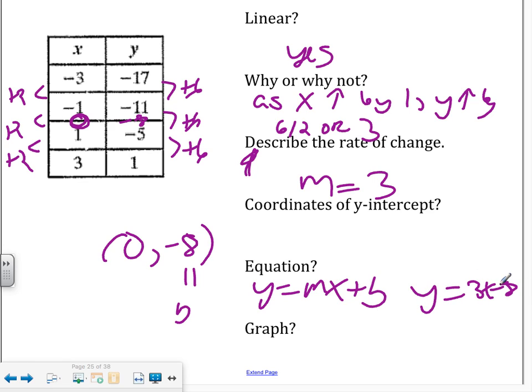Okay, if you were to graph this, a good starting point would be the y-intercept, (0, -8), and then you can pick any point on this table and connect.